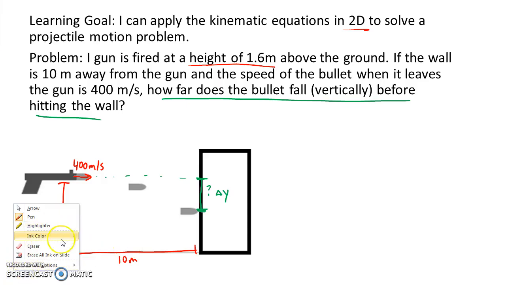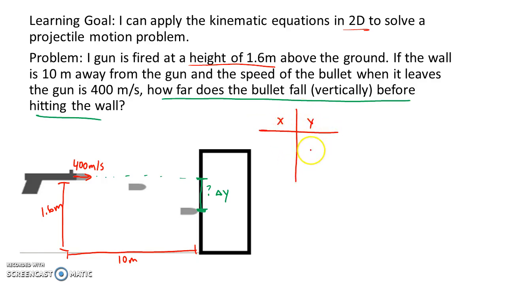So hopefully you've noticed, okay, this is a projectile motion problem. As soon as the bullet leaves the gun, the only force acting on it is the force of gravity. It's in free fall, so we can apply the kinematic equations. It's always good to start with what we know and what we don't know, and let's look in both the x and the y direction. So set up our table.